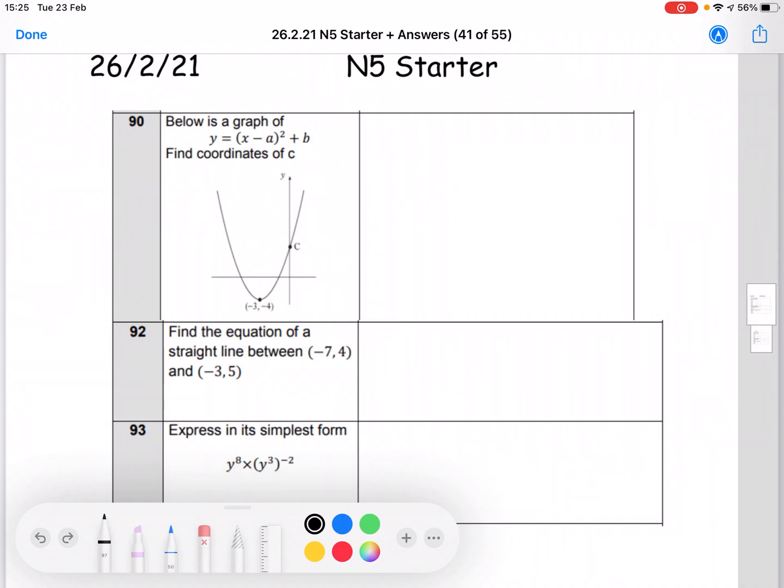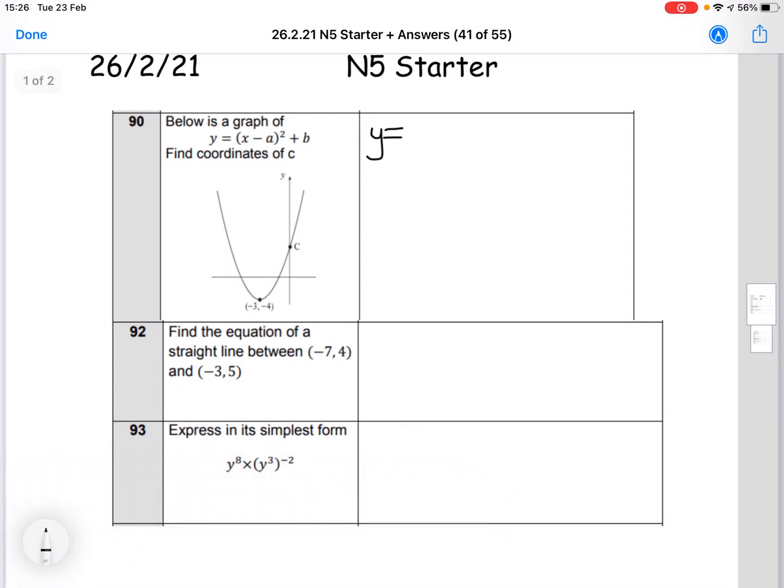So the first one here is a quadratics question. We're being asked for the coordinate of point C. So the first thing we would do is write out the equation of this quadratic, and we can use the turning point to do that. So we have -3, -4 as the turning point. So in the equation we would have (x + 3) squared and then -4 at the end. Remember that we change the sign of the x coordinate, but we don't change the sign of the y. So the -3 becomes +3 in the bracket, and the -4 stays as a -4 at the end.